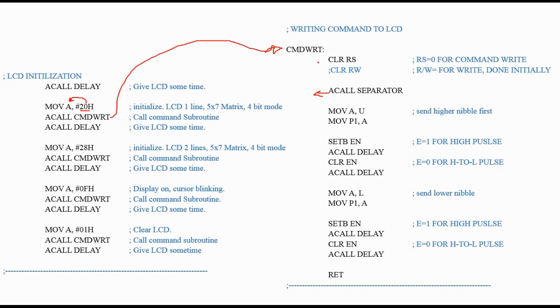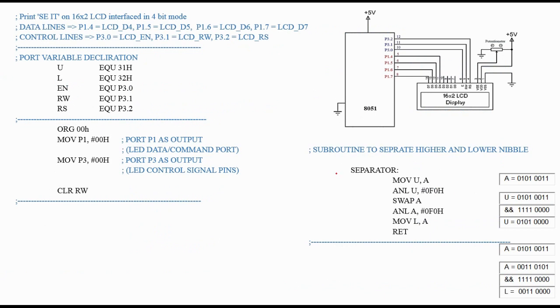Then ACALL command write. It will go over here, clear RS. As we are writing a command, this RS has to be made 0. ACALL separator. Here separator is a function, and we are calling that separator function. So the pointer will jump to the separator function. Now let us suppose the command is 20. 20 can be written as 0010 0000. So this is 20, which is there in the accumulator. It will get moved into U. The content of the accumulator will get copied into the U location. The U location is 31h, so the content of U will become 20.